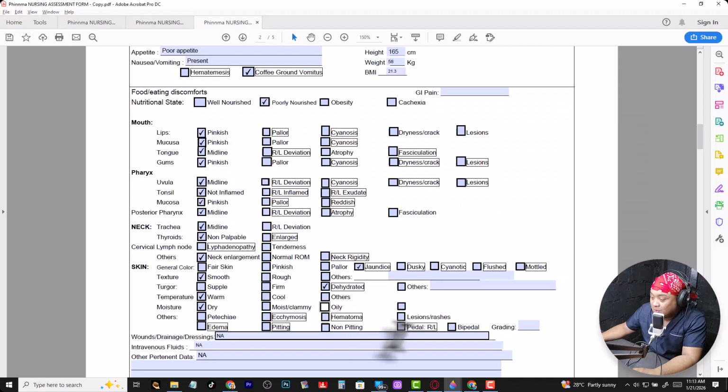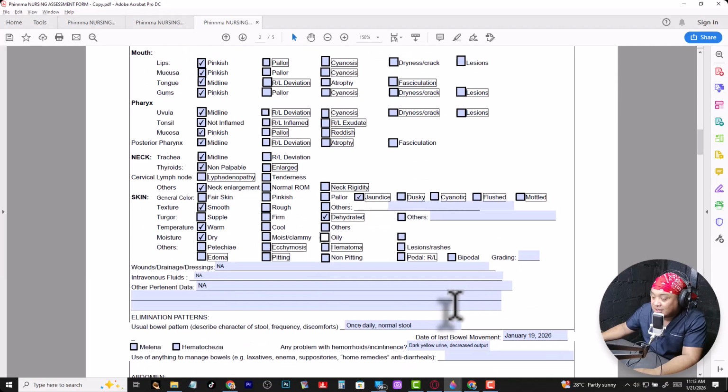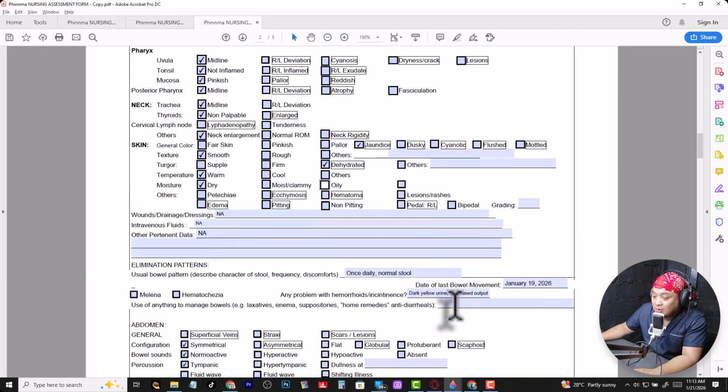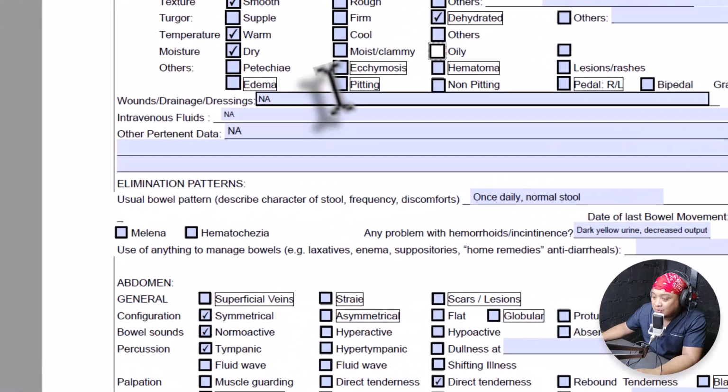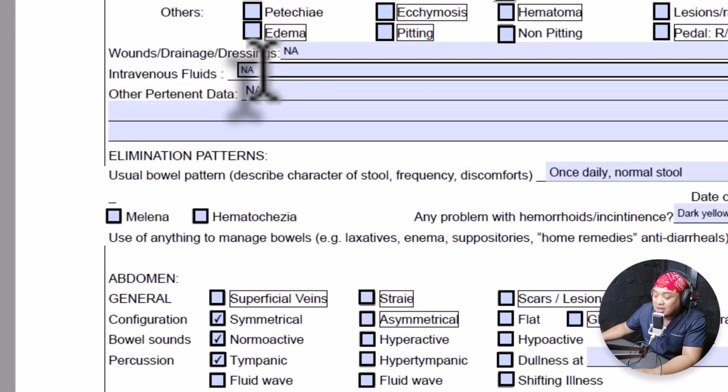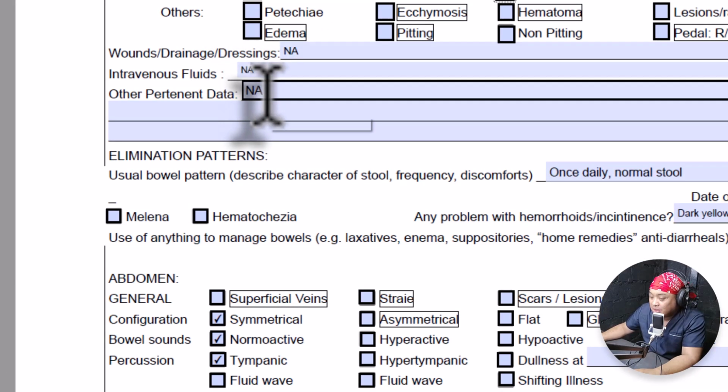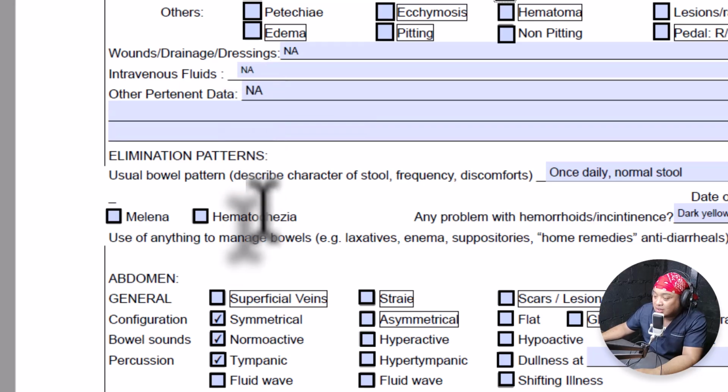Okay, so what else we have here? I think that's all we have. So let's have a look also on the wound dressing. So there's no wound dressing done. Intravenous fluids, wala naman sad, so not applicable. For other pertinent data, I will tag there non-applicable.